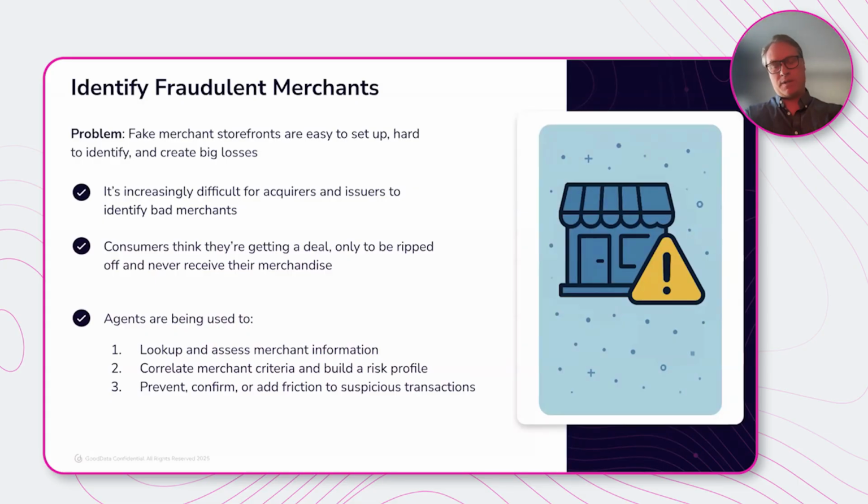So acquirers who are signing up these merchants have to be able to catch these fraudulent merchants, which could actually be quite difficult. And then it's even harder for issuers. They see this transaction come across the network and they have to identify, with a limited data set, and say, hey, is this a fraudulent merchant? And so AI can help with this on both sides.